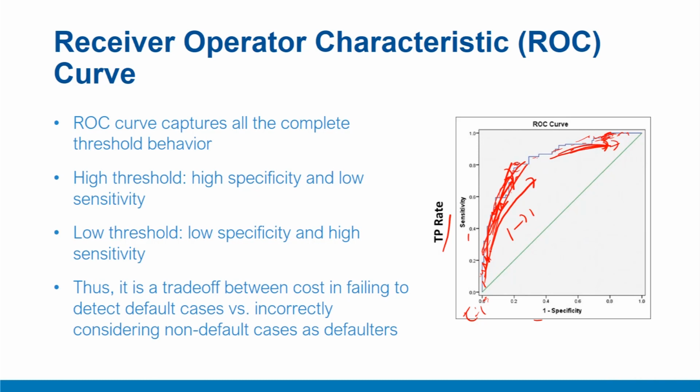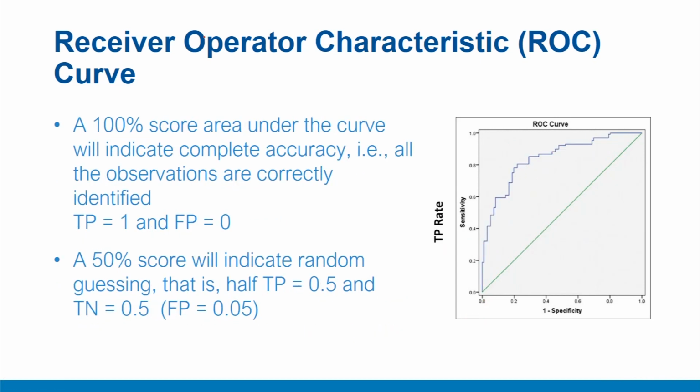So I would rather be somewhere here. This may be one of the optimum points, but again, it is subjective and depends on the individual objectives of the entity doing the modeling. Still, it seems to be a good place to be because here we have a lot of gain in sensitivity and the loss in specificity is very small.